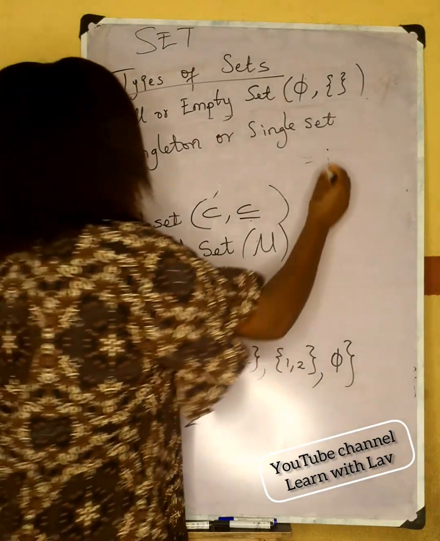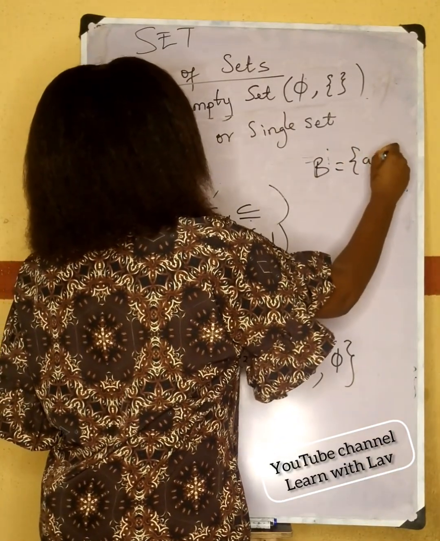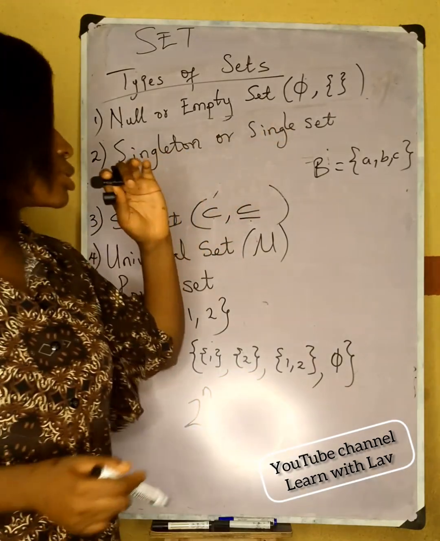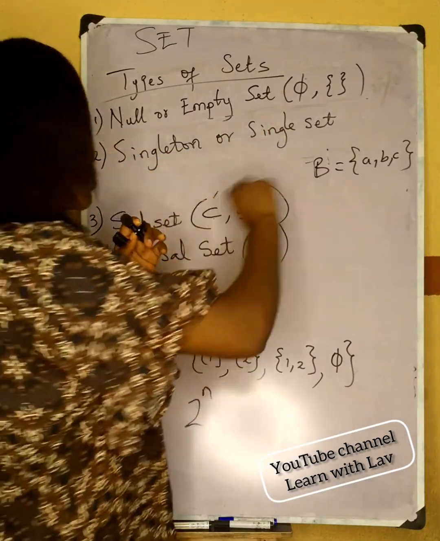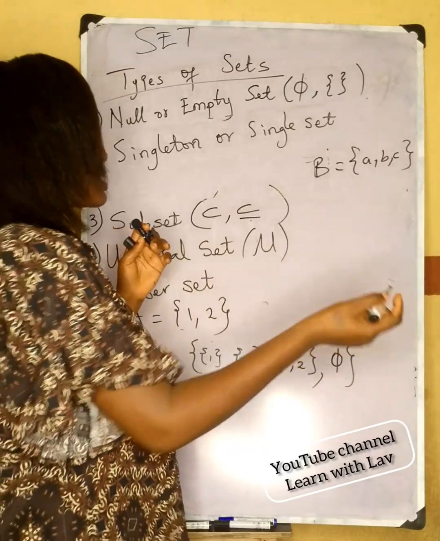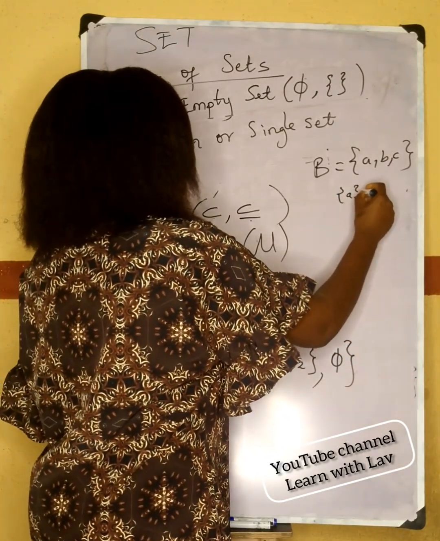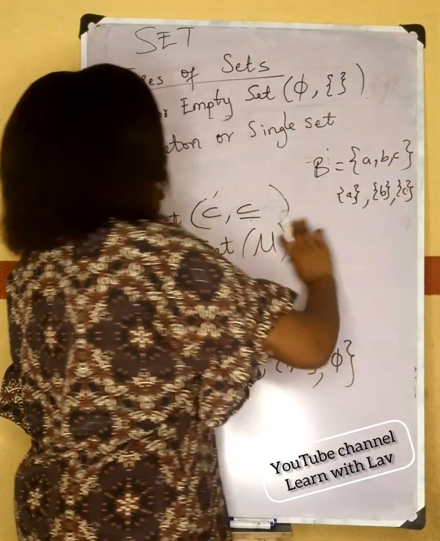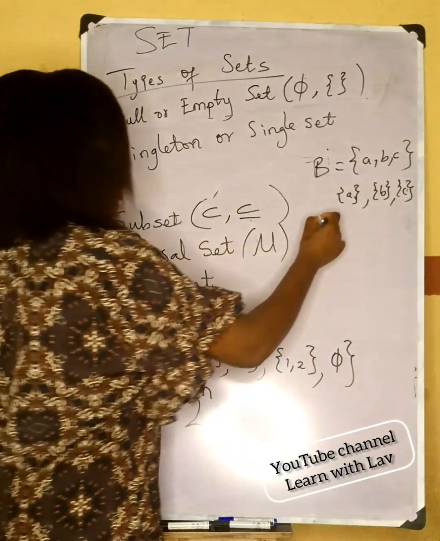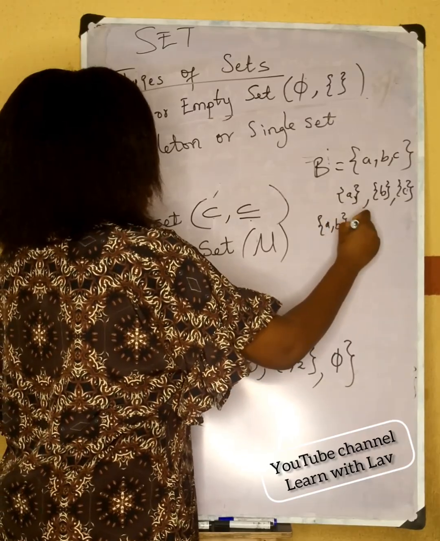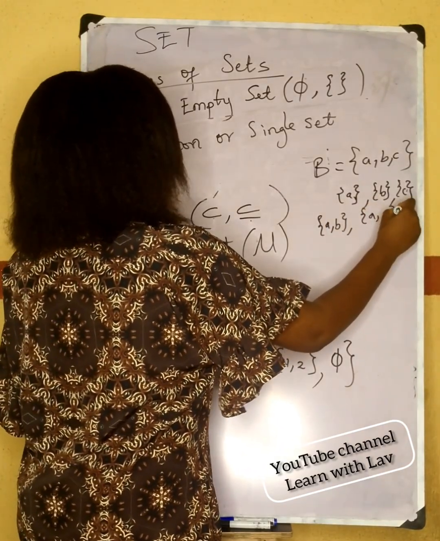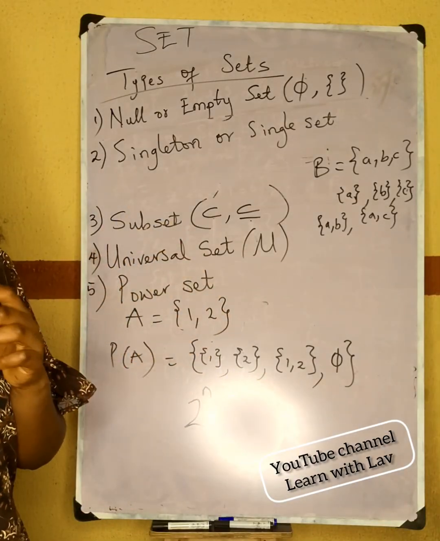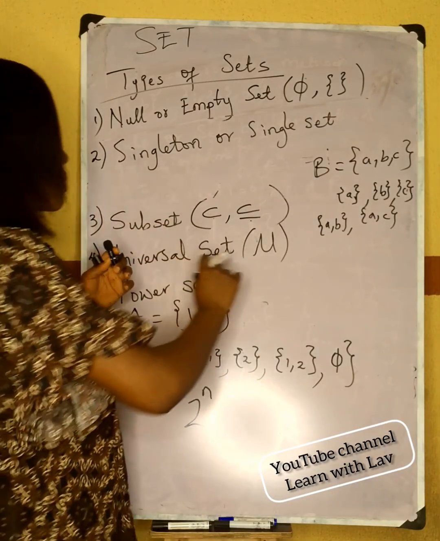So if I have another set B, which is A, B, C, the power set of B now is going to be 2 raised to power 3 because B has 3 elements. So the subsets are going to look like A, B, C as single sets. We have exhausted the single sets. We will now go to double. That's A, B, A, C. Remember, you don't repeat elements. A, B is the same thing as B, A. So don't write B, A again. So I'm done with A, C.